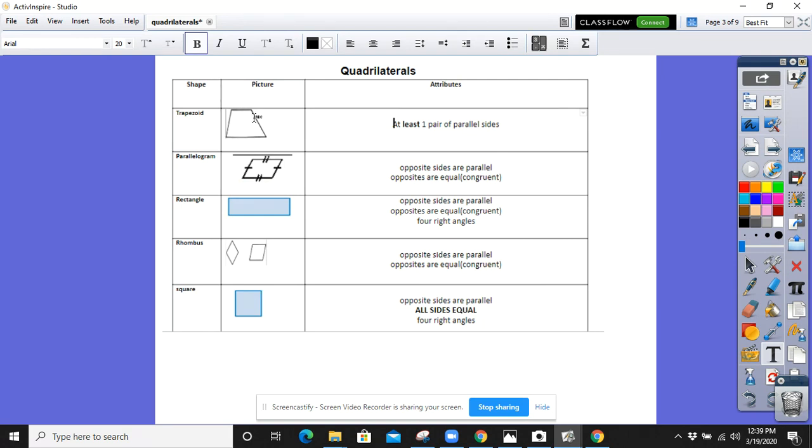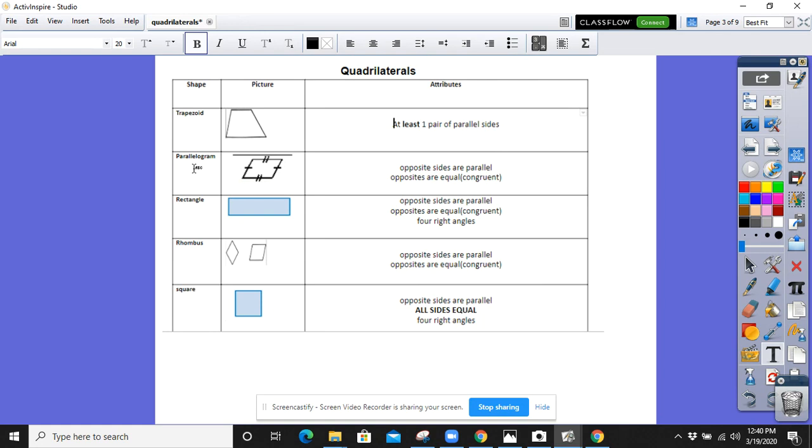So a trapezoid, here's a picture of a trapezoid. A trapezoid has at least one pair of parallel sides. And you notice it's got at least one pair of parallel sides. And remember, parallel lines are lines that never connect or intersect. Okay, so at least one pair of parallel lines or sides.